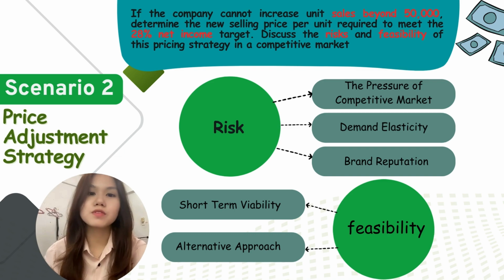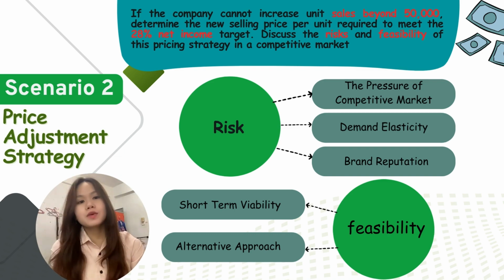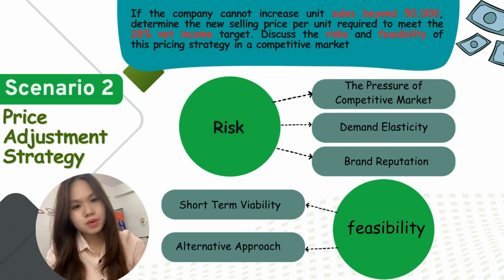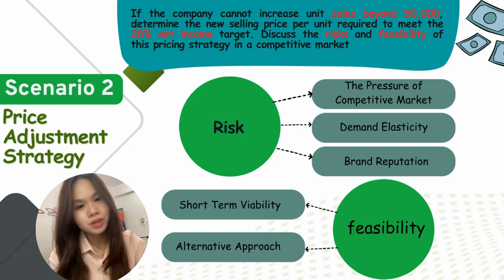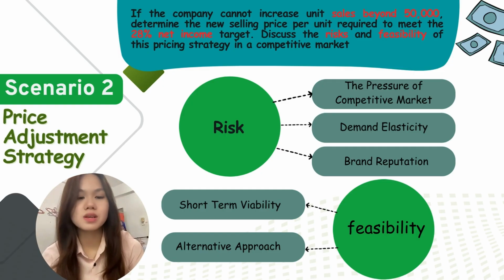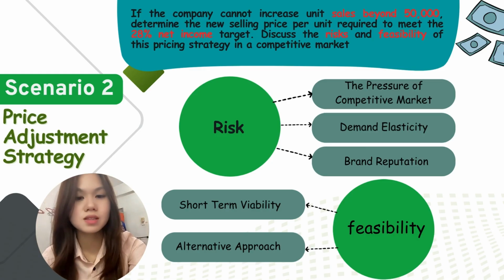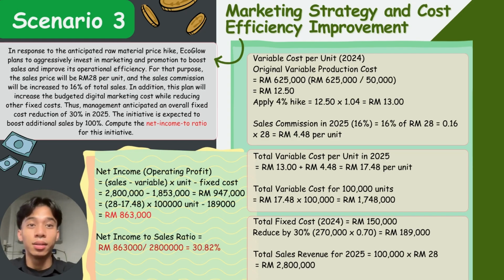Next is about the feasibility, the short-term viability. No, the rate of the increase in price is very aggressive in such a competitive market. And the last one is the alternative approach, which includes small price changes, for example 5 to 10%, and cost efficiency measures to offset part of the 28% target gap. Scenario 3 is focused on marketing and cost savings.